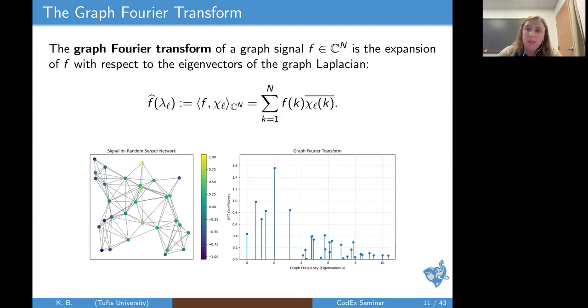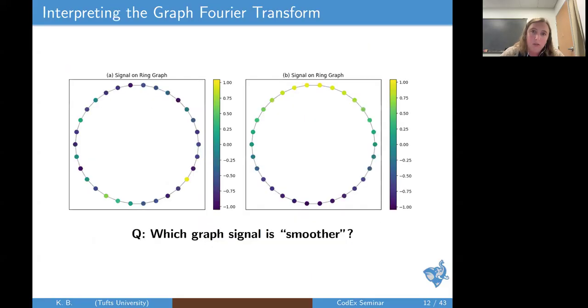So how do we use the graph Fourier transform? How can we extract some meaning from these coefficients that we see from the graph Fourier transform? Well, we're going to take a look at that. One way is to think about what is a smooth signal.